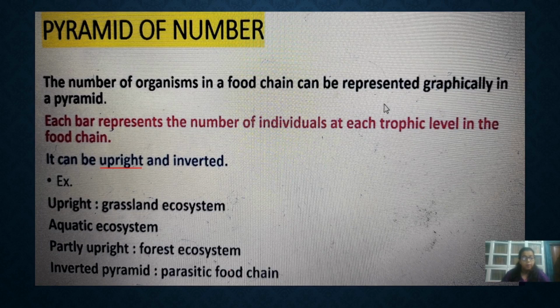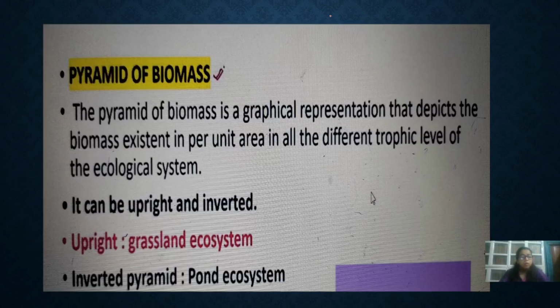For the grassland ecosystem, which type of pyramid is it? Upright. This is asked in the exam. Similarly, the forest ecosystem is partly upright, and the parasitic food chain is an inverted pyramid. This only will be asked in the exam. Also remember this definition, because it is asked: the number of organisms in a food chain can be represented graphically by, the options will be pyramid of number, pyramid of biomass, pyramid of energy, or none of the above. Then you can know. So this was all about the pyramid of number.